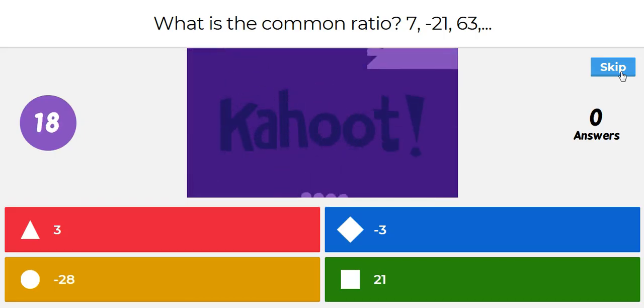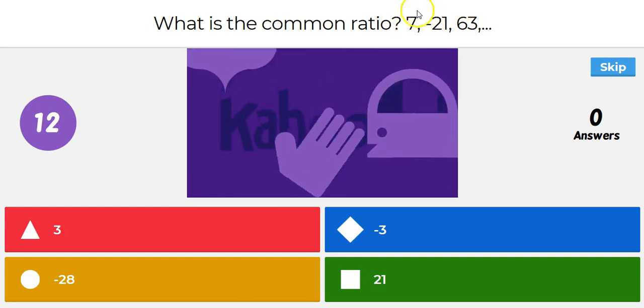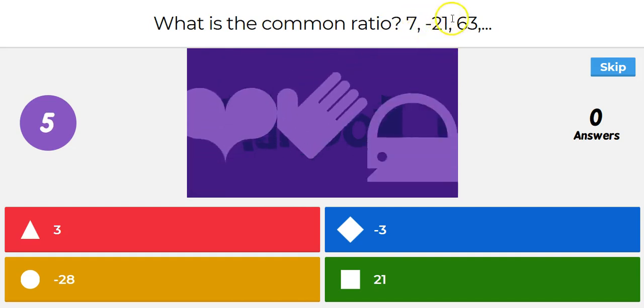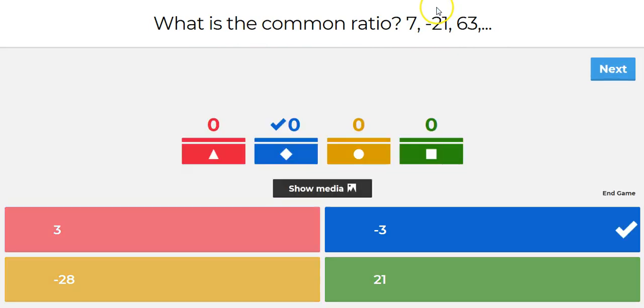Common ratios, remember with geometric sequences, that's the number that you're multiplying it by each time. So 7 to negative 21. If you ever need to figure it out, you just take one of the numbers in the sequence and divide it by the previous number. So negative 21 divided by 7 is negative 3. And then you can test it out. 7 times negative 3 is negative 21. Negative 21 times negative 3 is positive 63.